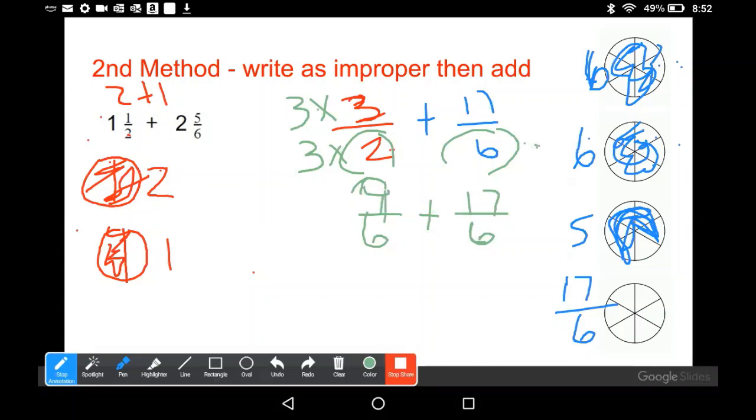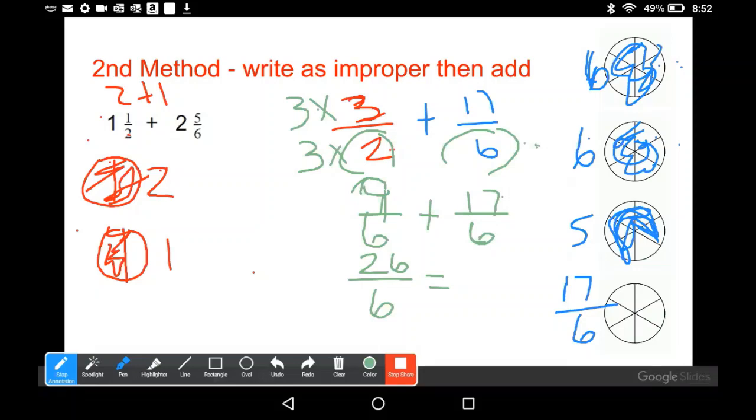So I'm going to add those two together. I keep the common denominator. Remember, that's the whole reason we do that. 9 plus 17 is 26. 26 sixths.